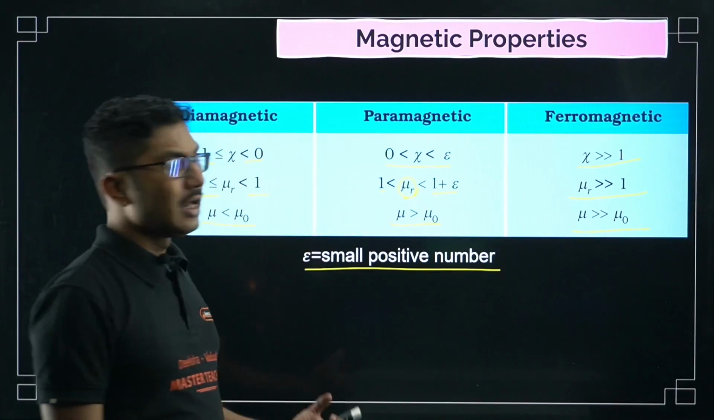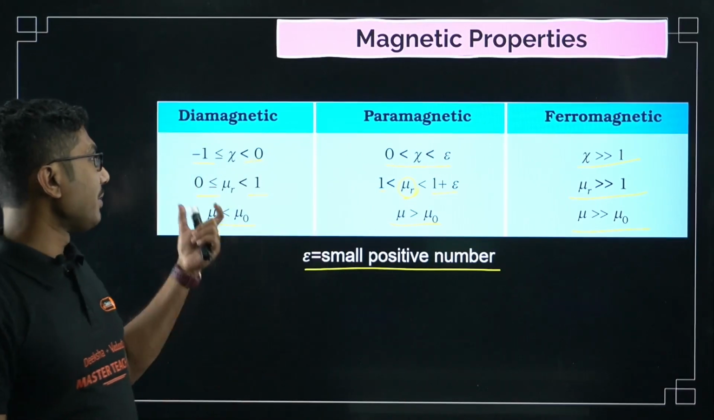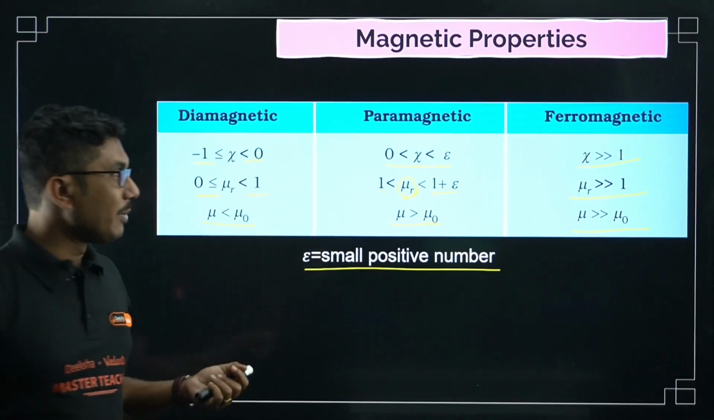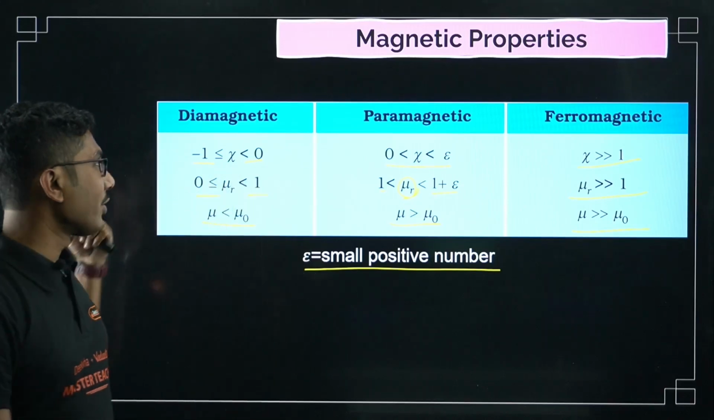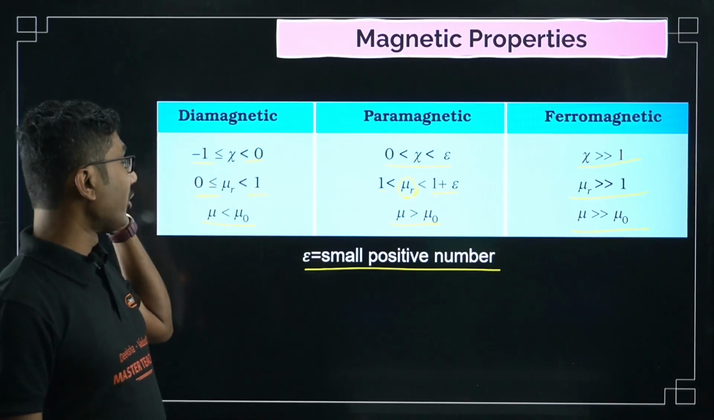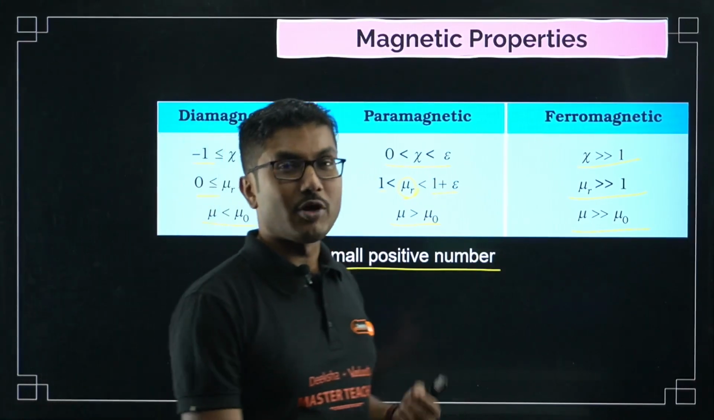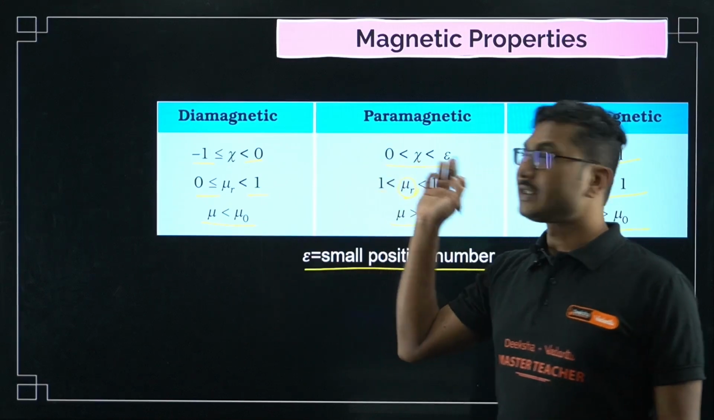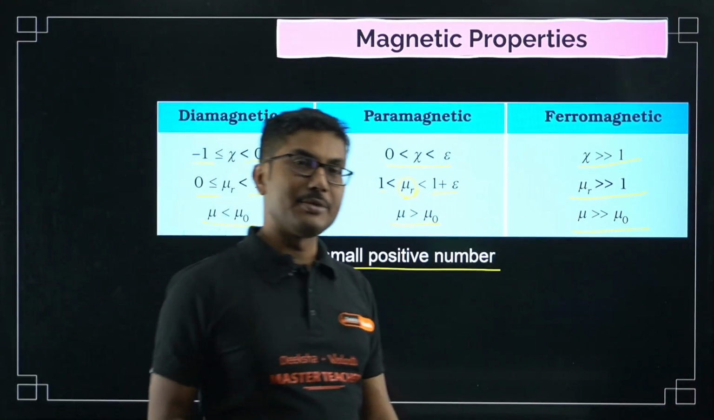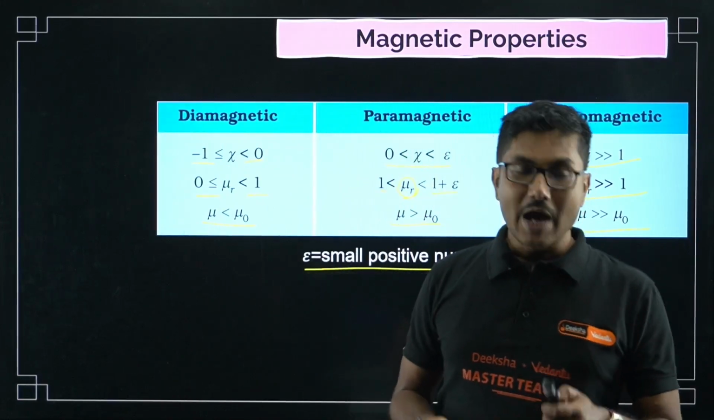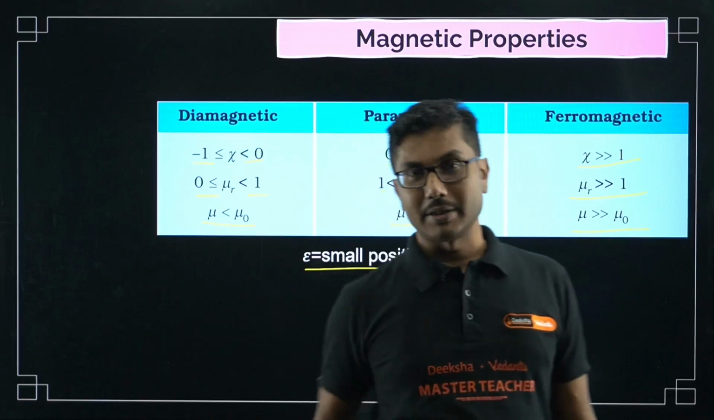You can remember it, or in the exam hall, based on the data provided to you, maybe the susceptibility chi is given as very small but positive. In that case you will understand this must be a paramagnetic material. Small positive susceptibility means it must be a paramagnetic substance, negative susceptibility means it must be a diamagnetic substance, right? Very high susceptibility means it will be a ferromagnetic substance. This is how you can determine.